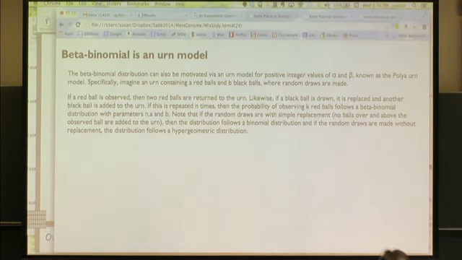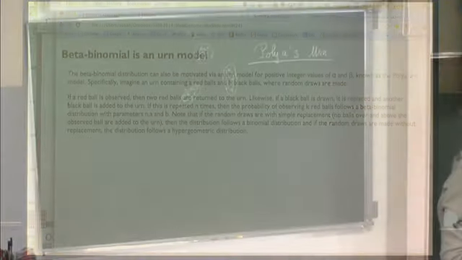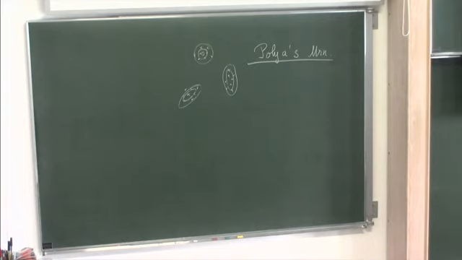Now, in many of these cases, it's useful to think about urn models. And the beta binomial is a good example of an urn model. And all of these urn models, there's a main form of them. So Polya's urn. And the way I like to explain about it is think about the following process.